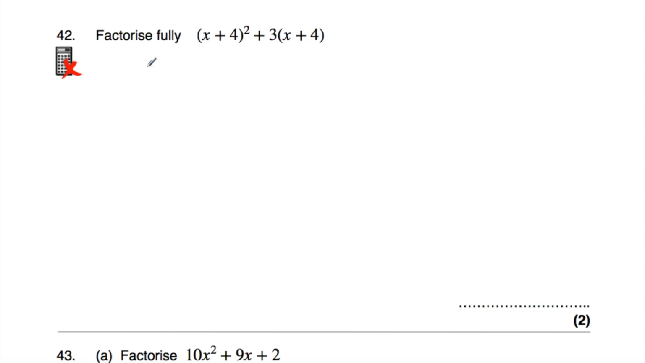Now question number 42 is we've been asked to factorize fully x plus 4 in brackets squared plus 3 and then in brackets x plus 4.